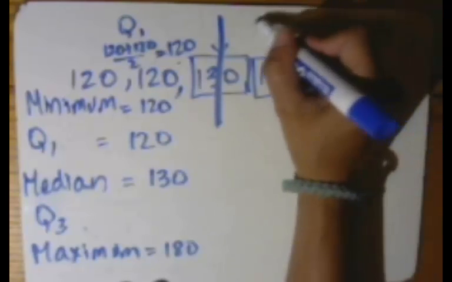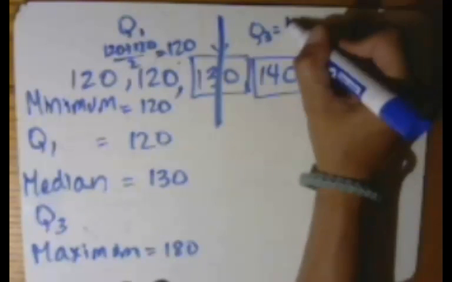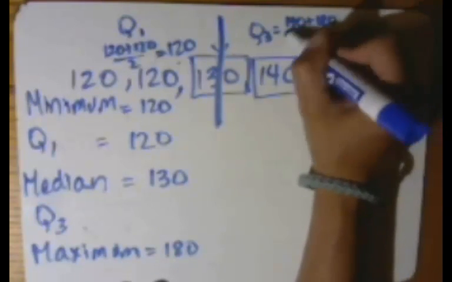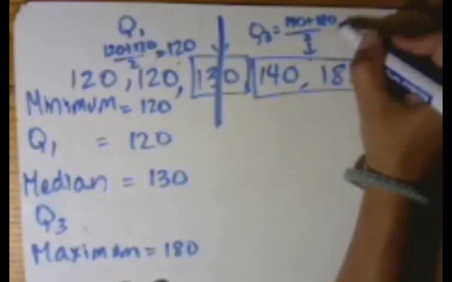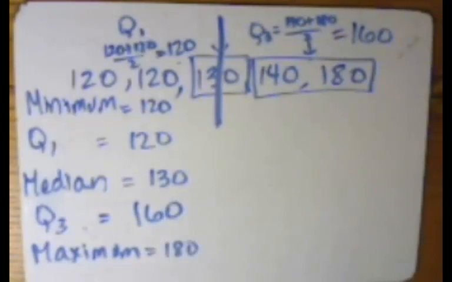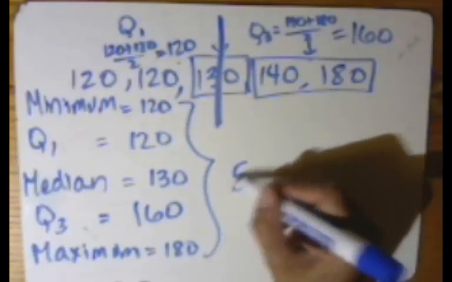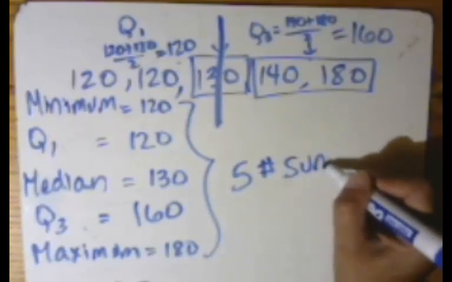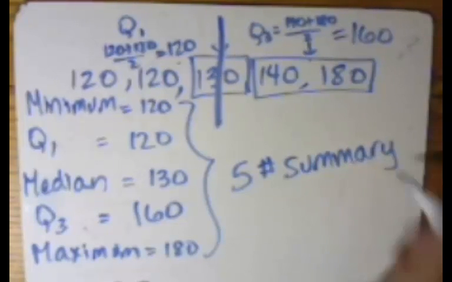Q3 is the median of the last half. So in this case, it's 140 plus 180 divided by 2, or 160. Once I know my 5-number summary, which I do now, I can easily put this into a box plot.